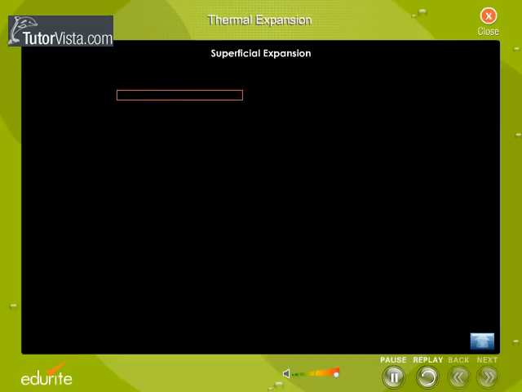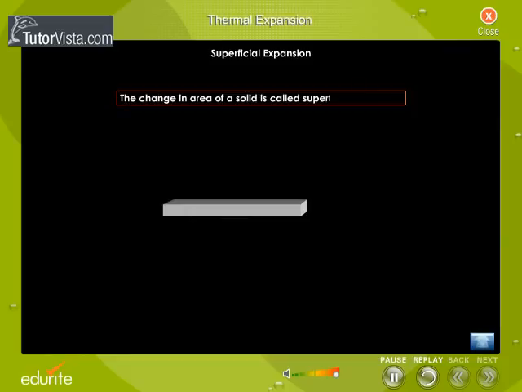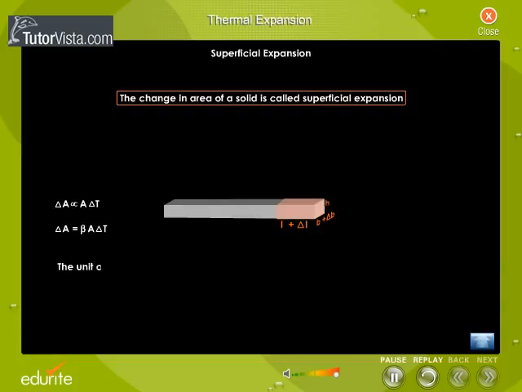Superficial expansion. The change in area of a solid is called superficial expansion. If A is the initial surface area of a solid and delta A is the increase in surface area due to a temperature change delta T, then increase in the surface area is directly proportional to the original area and increase in temperature. Delta A is directly proportional to A into delta T. Delta A is equal to beta into A into delta T, where beta is the constant of proportionality called the coefficient of superficial expansion. The unit of beta is per degree Celsius or per Kelvin.